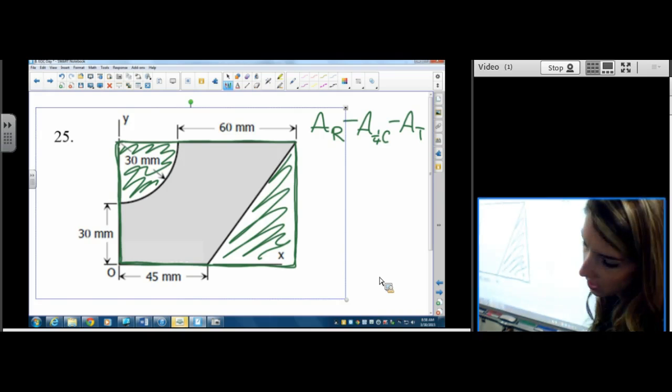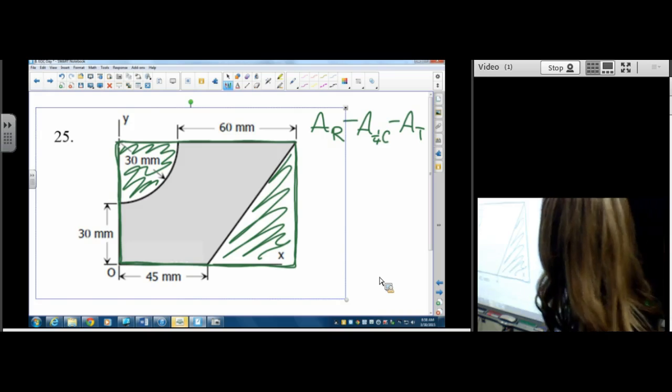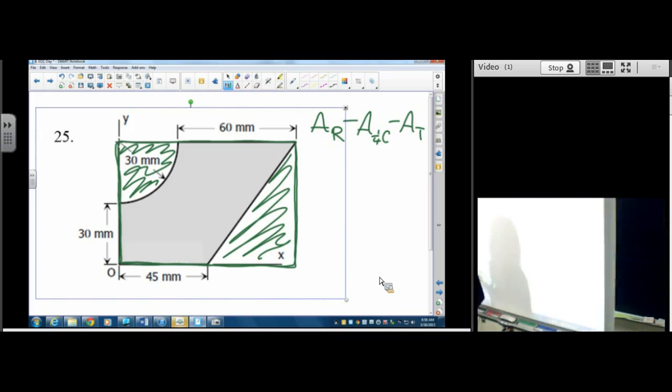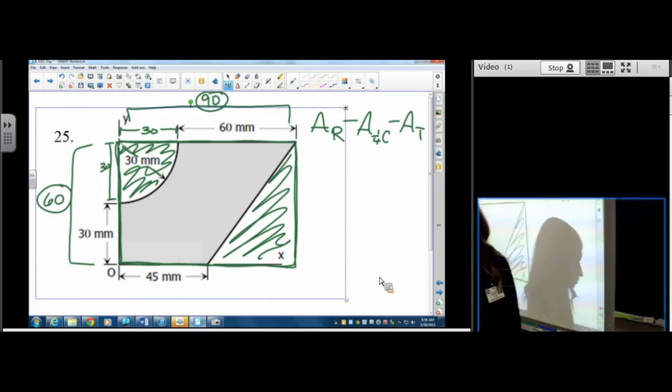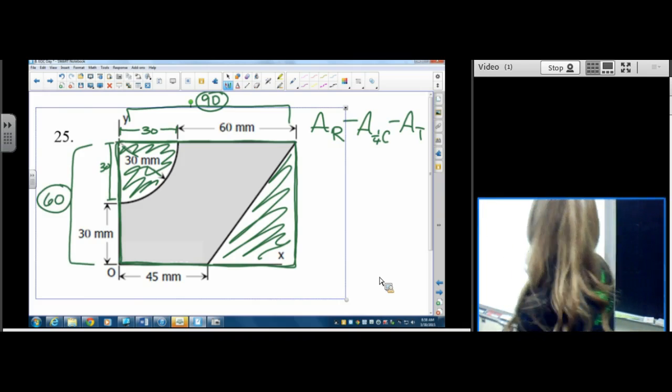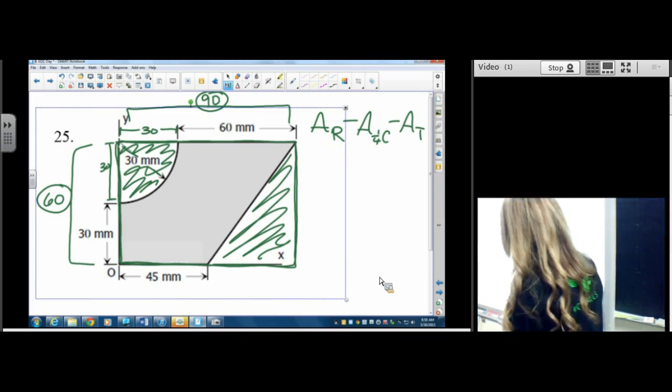So let's find the area of the rectangle. It looks like, if the radius is 30 here, then the radius is 30 here. Do you get where I got this 30 from? Because it's the radius of the circle. So this length, the base or the width, whatever you want to call it, is 90. What about over here? Once again, the radius of the circle is still 30. So 30 plus 30 is 60. So that rectangle is 90 by 60, 5,400.